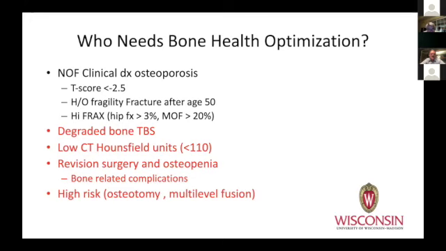But other ones that I would advise, and these are my opinions, are those patients with a degraded bone score or low CT Hounsfield. I think if you're doing revision surgery and you have even osteopenia and the patient's had a bone-related complication, you probably want to optimize the bone before you reoperate. And if you're doing high-risk surgery, like a 10-level fusion or an osteotomy to break the back or something, then I think those patients should undergo bone health optimization.